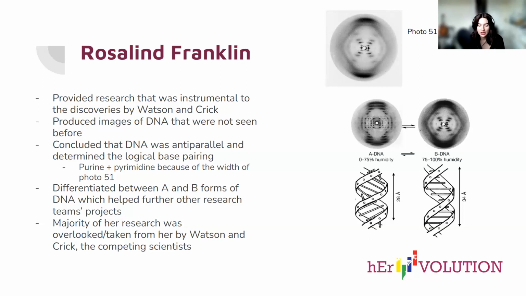So a lot of the research that previously was done was actually developed through Rosalind Franklin's research. She concluded that purines and pyrimidines are connected together because of the width of Photo 51. She was able to measure and see that the widths present in a lot of DNAs are only possible if purines and pyrimidines were connected together and nothing else. So she helped differentiate between A and B forms of DNA, which helped further other research teams' projects.